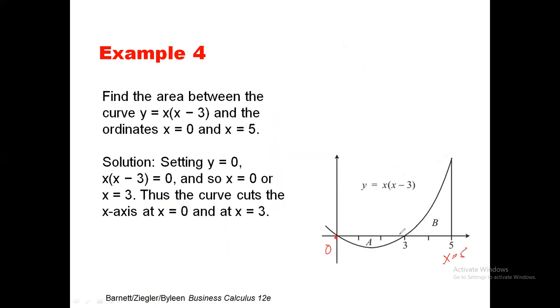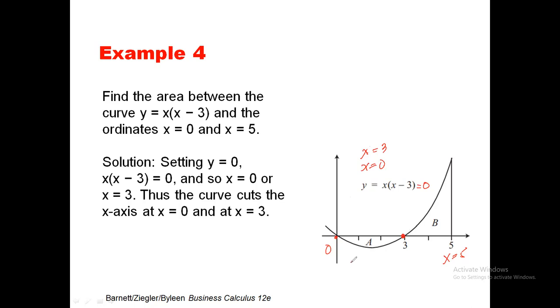Now, you have to determine this point of intersection. As a review, in finding the point of intersection, you equate the equation of your curve to 0. So you will get two values, x equal to 0 and x equal to 3, because you equate x minus 3 to 0, so you will have 3. This is the other point of intersection.